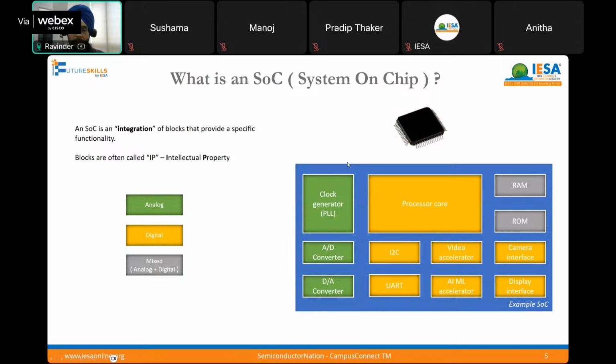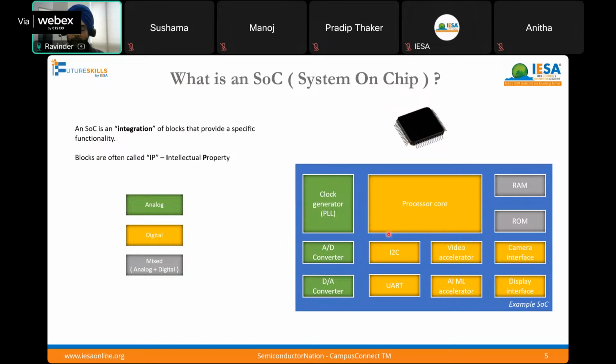So it could be digital building blocks, like a processor core, or different IPs which give different functionality, like UART functionality, I2C functionality. You could have specific IPs for doing a very specific function, like video accelerators, camera interface, display interface, etc. All these are digital, the ones that you see in yellow.